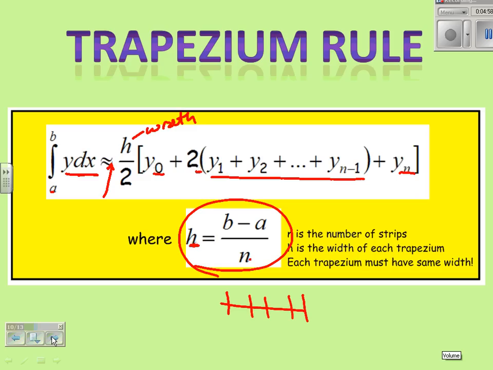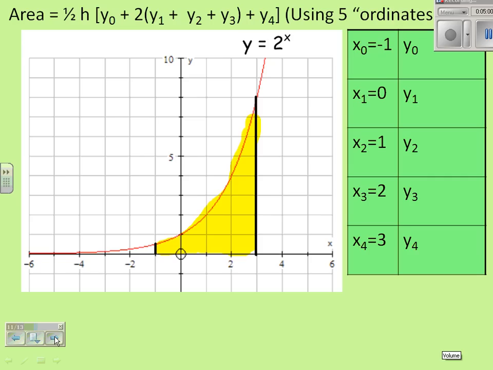Let's try and use this formula then. This is the one we had at the beginning. And we're doing this with what's called five ordinates. What that means is we're going to be looking at one, two, three, four, five y numbers. Can you see how we've got five numbers? It means we're splitting it into four strips.